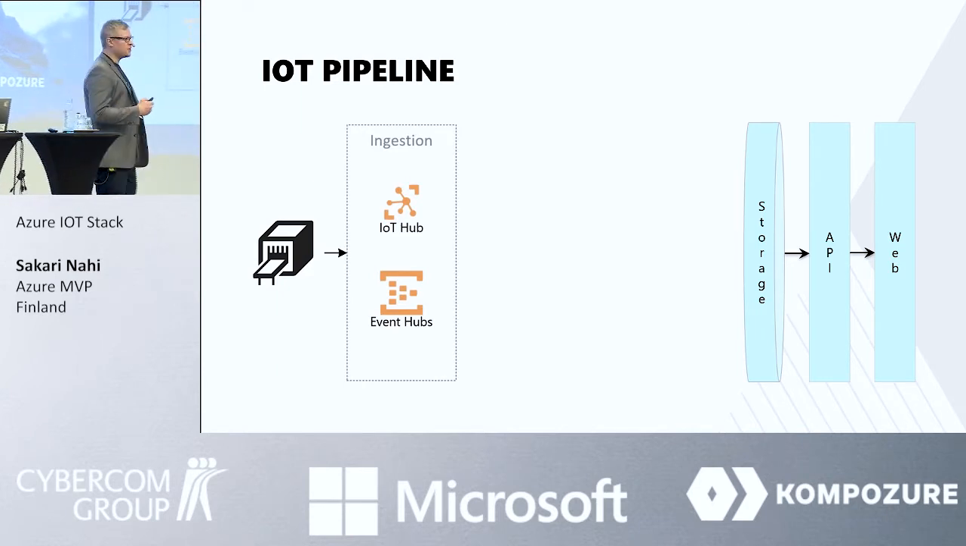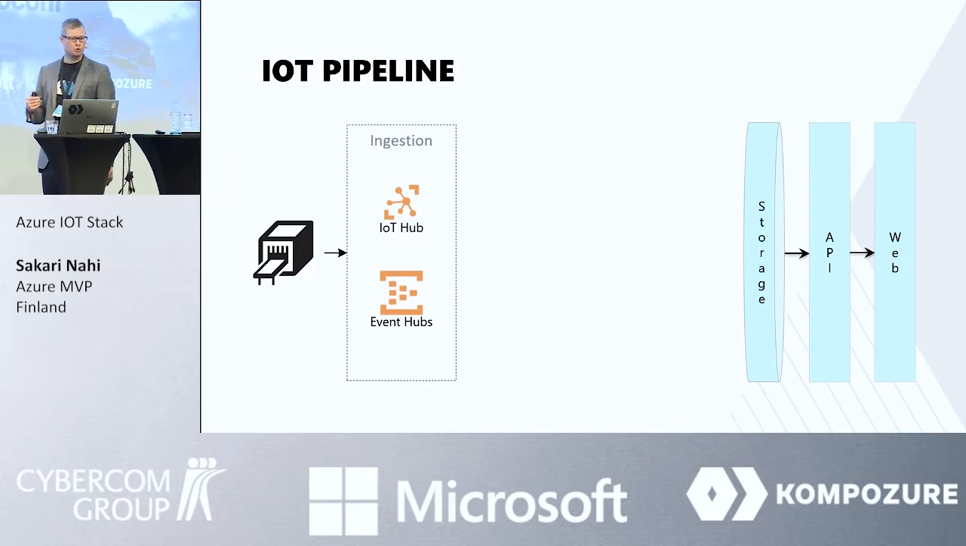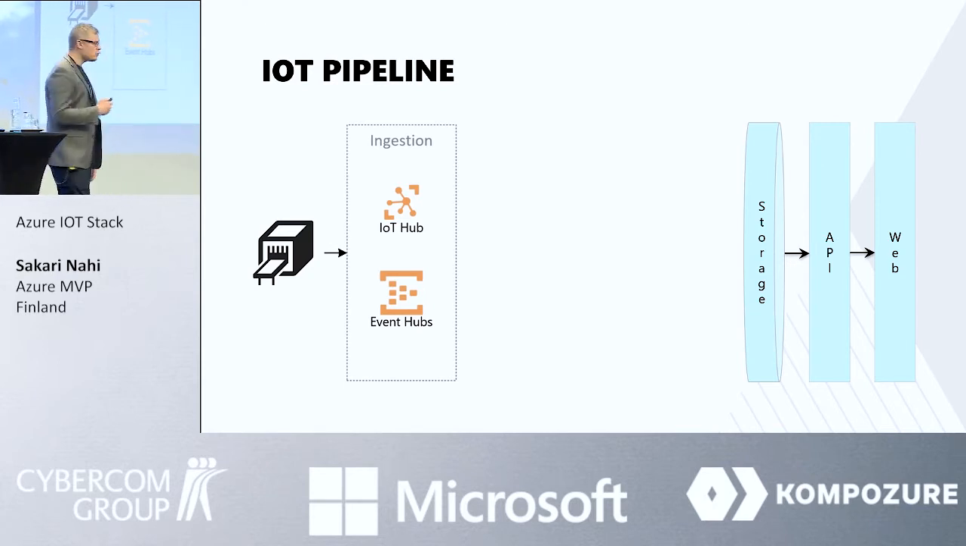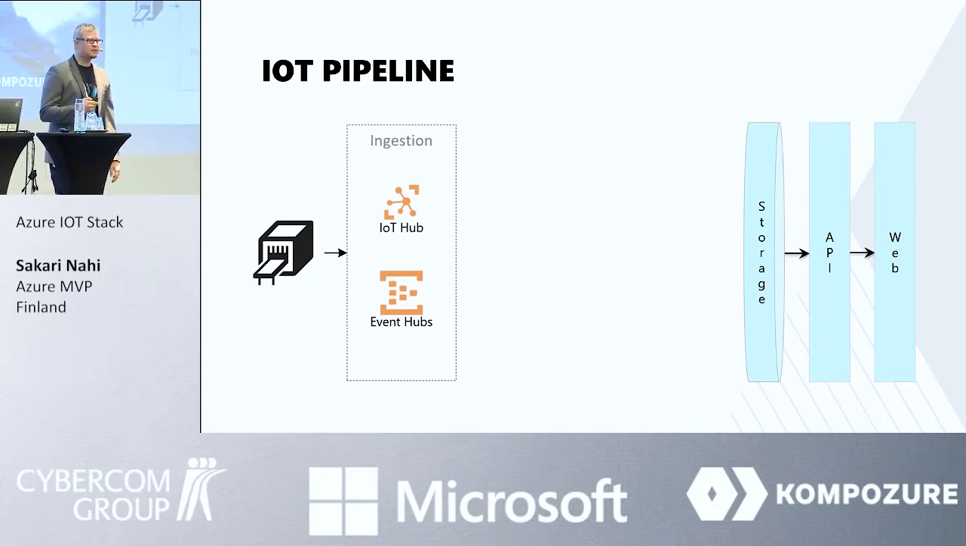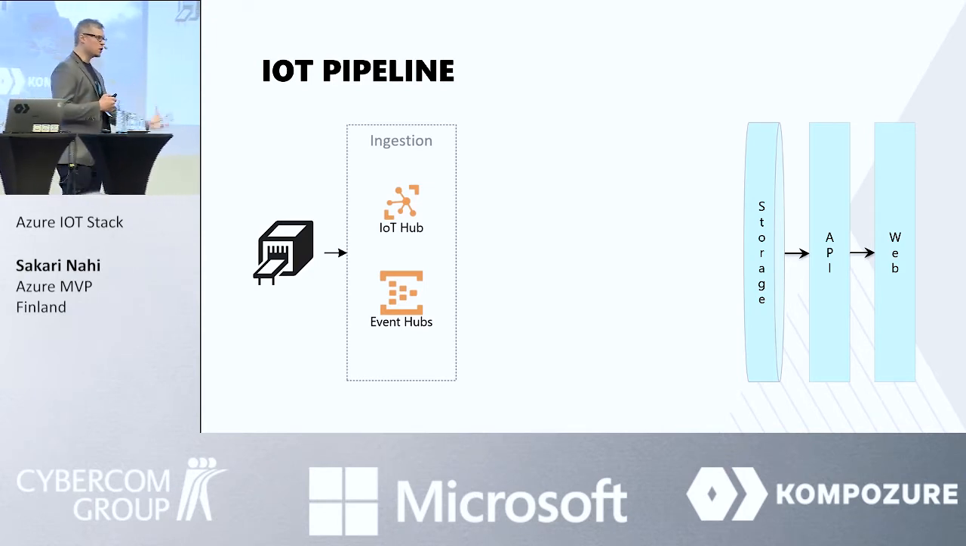Ingestion is the first step. We need to get those events, those messages inside. And Azure has two tools, IoT Hub and Event Hubs. We're going to look at those differences soon, but the biggest difference is that IoT Hub is bi-directional and device-specific. And Event Hubs is just, give it to me, give it all to me.